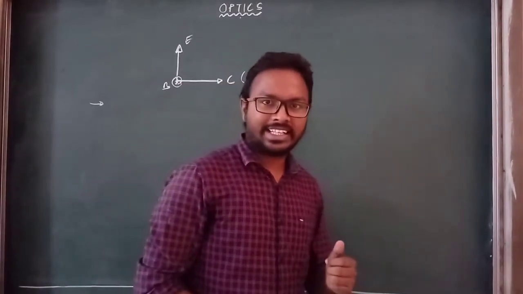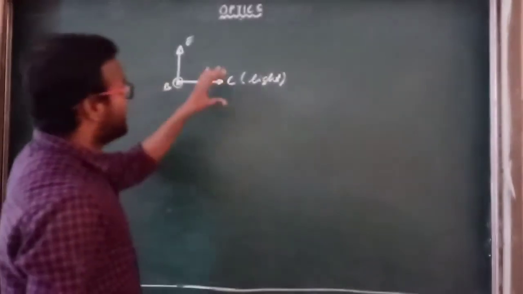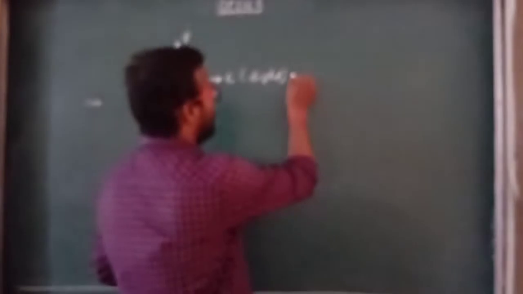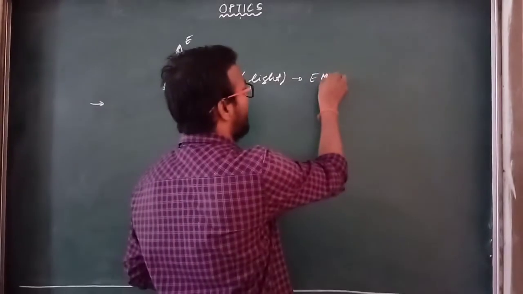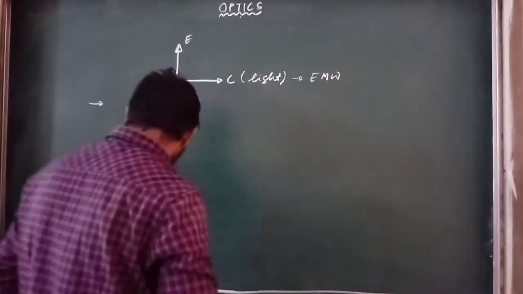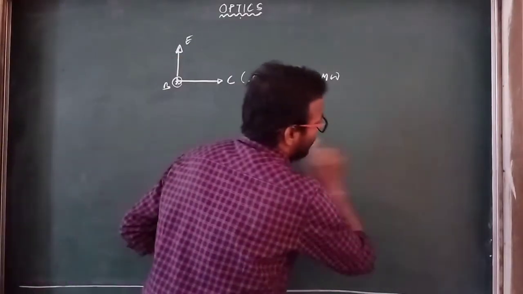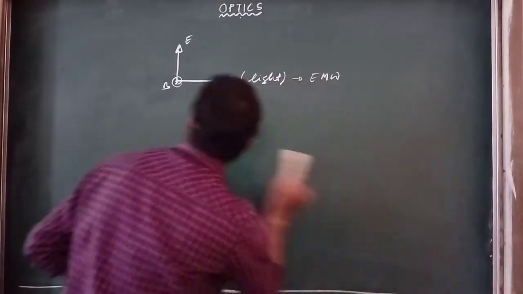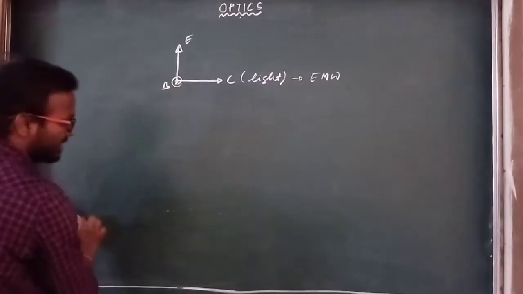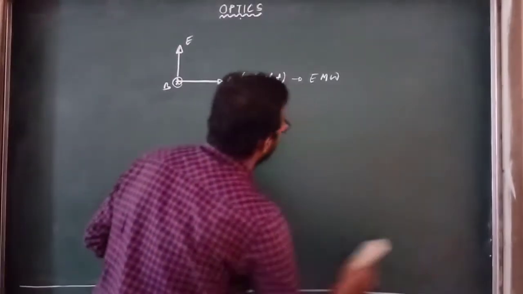polarization, etc. Clear? Because light is the basis of electromagnetic wave, and that wave is known as electromagnetic wave. If you want to study electromagnetic wave, we will discuss it in the next class or upcoming class.